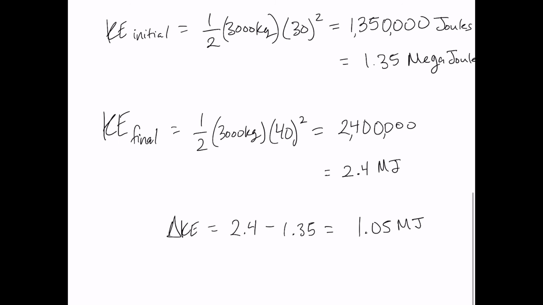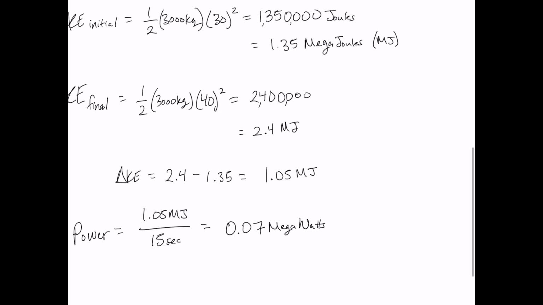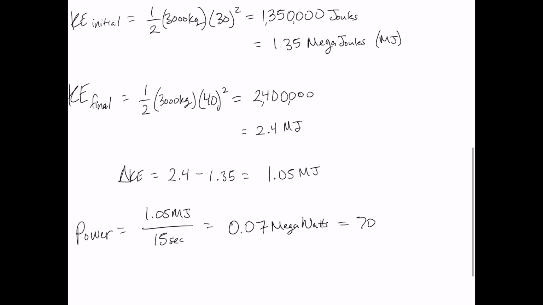For part B, we're looking at power. Power is equal to 1.05 megajoules over 15 seconds, according to the equation. And if we do that, we just get 0.07 megawatts. And to make that number a little bit more manageable, I guess you can change it to kilowatts, which are just 10 to the third watts. So I just move the decimal place 3 spots to the right, and I get 70 kilowatts.